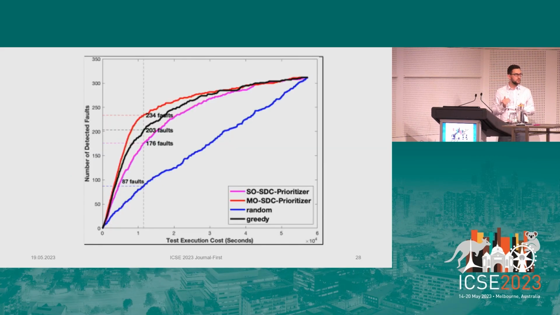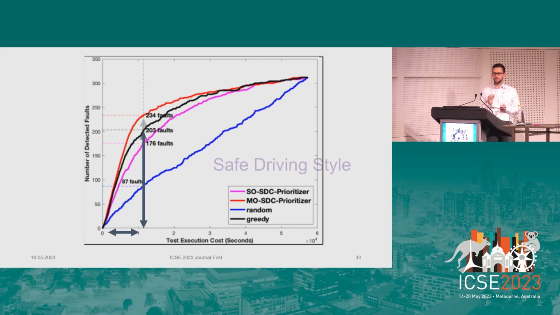We take a closer look at this graph. This means for the same time unit, the random prioritizer detects 87 faults. In the same time unit, the single objective approach detects 176 faults. The greedy algorithm a bit more than 200, and the multi-objective approach 234 faults. And this is just for one AI setting, which reflects a safe driving style.